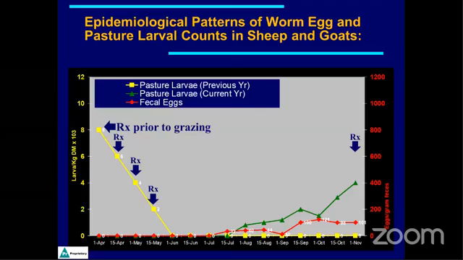That means they don't shed any eggs on that pasture. So our refugia, the red line, is still there, but it's down below that threshold. And so these animals are not going to have an issue come next fall. So you're going to have them cleaned up.